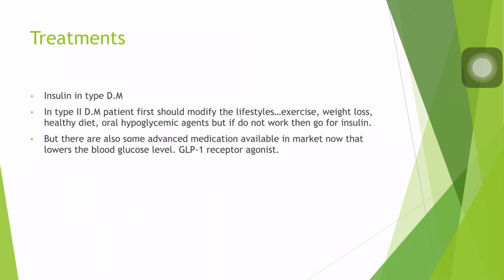So let's take a view on the treatments for diabetes mellitus. In type 1 diabetes mellitus, insulin is the only treatment. In type 2 diabetes mellitus, firstly, patients should modify their lifestyle, like exercise, weight loss, and a healthy diet. Oral hypoglycemic agents should be the first option, but if they do not work, then go for insulin as the second option. But there are also some advanced medications available in the market now that lower the blood glucose level, like GLP-1 receptor agonists, which are glucagon-like peptide 1 receptor agonists, which have been recently approved by the FDA.